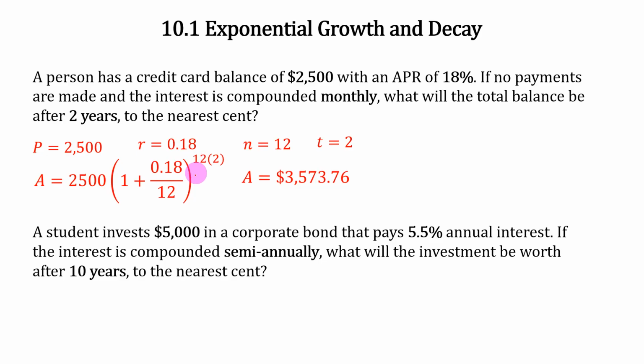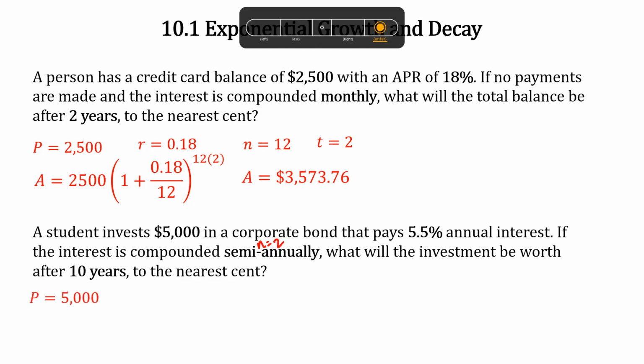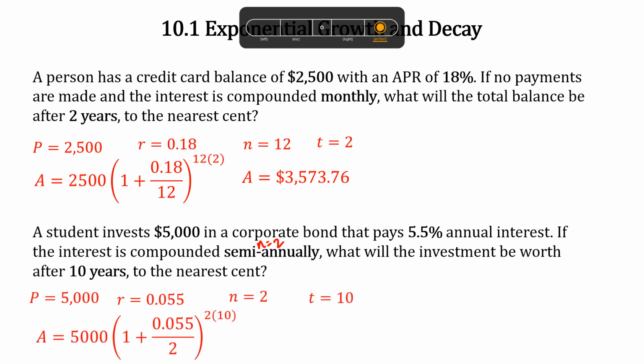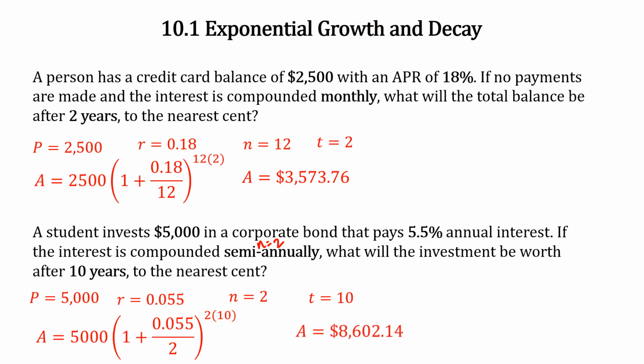So you invest $5,000 in a corporate bond that pays 5.5% interest semi-annually. That means twice. I should have mentioned that. Semi-annually means twice, N equals 2. What will the investment be worth after 10 years to the nearest cent? Okay, plug all that in, and we get $8,602.14.